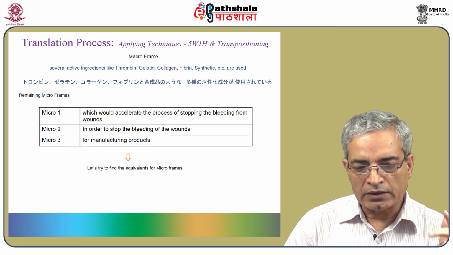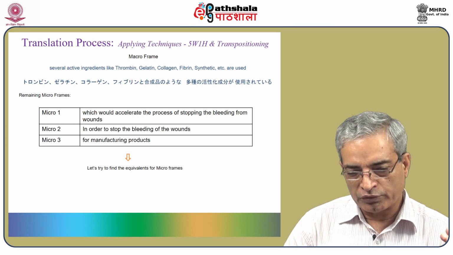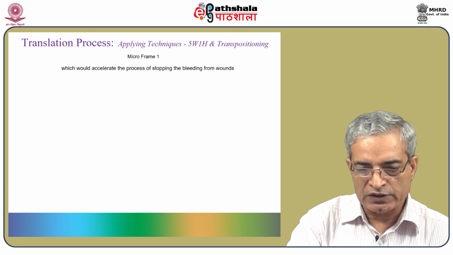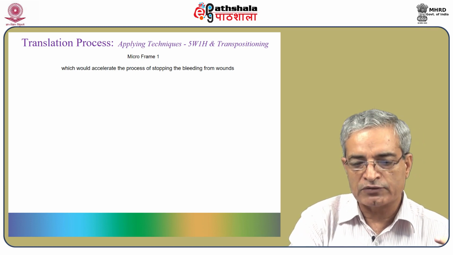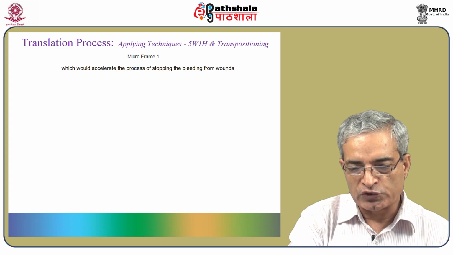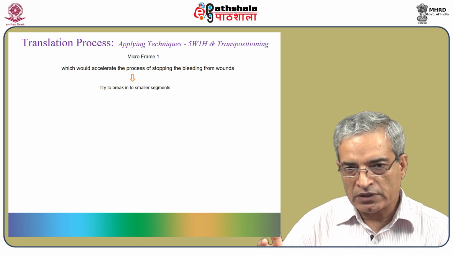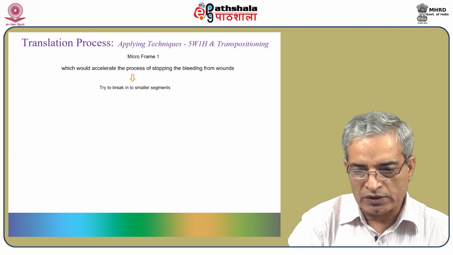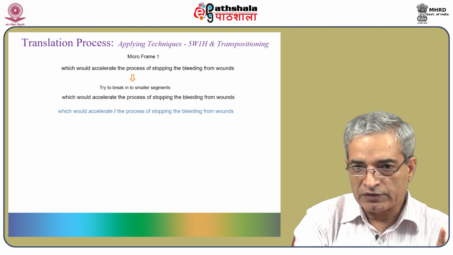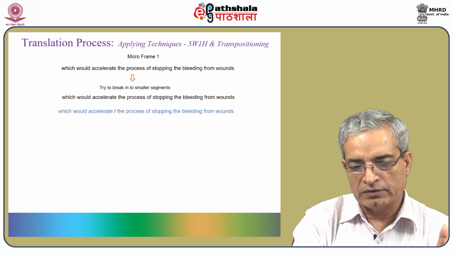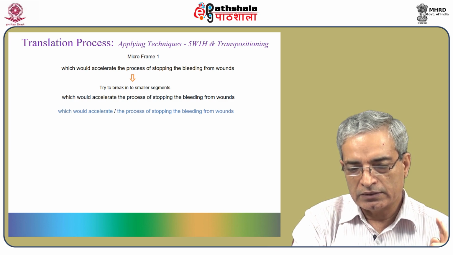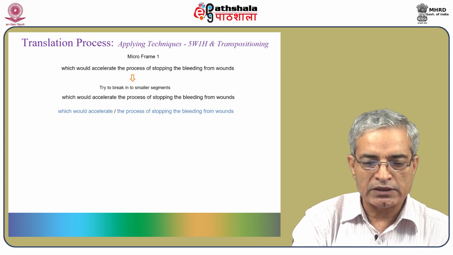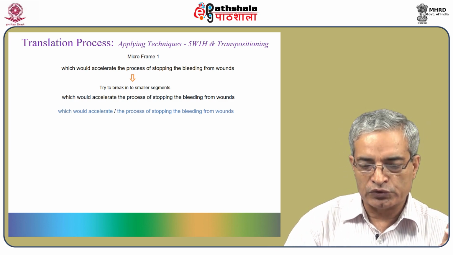For the remaining micro frames, where there were 3, let's take up the first one, that is which would accelerate the process of stopping the bleeding from wounds. You know, the frame is still too big, so let's try to break it into smaller segments. There could be various ways of breaking. So first we'll attempt at which would accelerate as one segment, and the second segment, the process of stopping the bleeding from wounds.